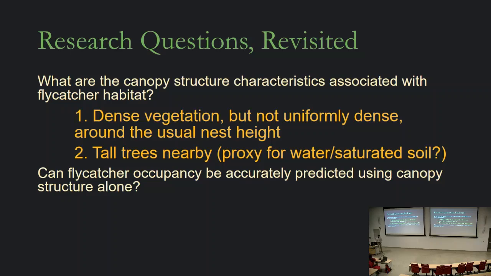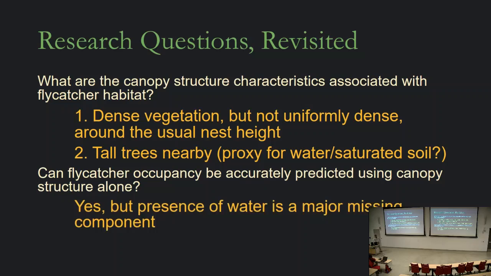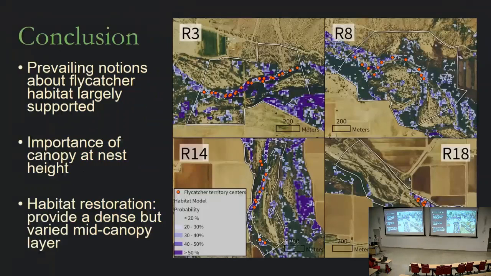So can flycatcher occupancy be accurately predicted using canopy structure alone? Yes, but presence of water is a major missing component. So yeah, it's predicting those dry sites as suitable, and they're not. So in conclusion, this mostly confirms prevailing notions about flycatcher habitat, but it really highlights the importance of the canopy at that nest height. And the upshot for habitat restoration is that you should provide a dense but varied mid-canopy layer.